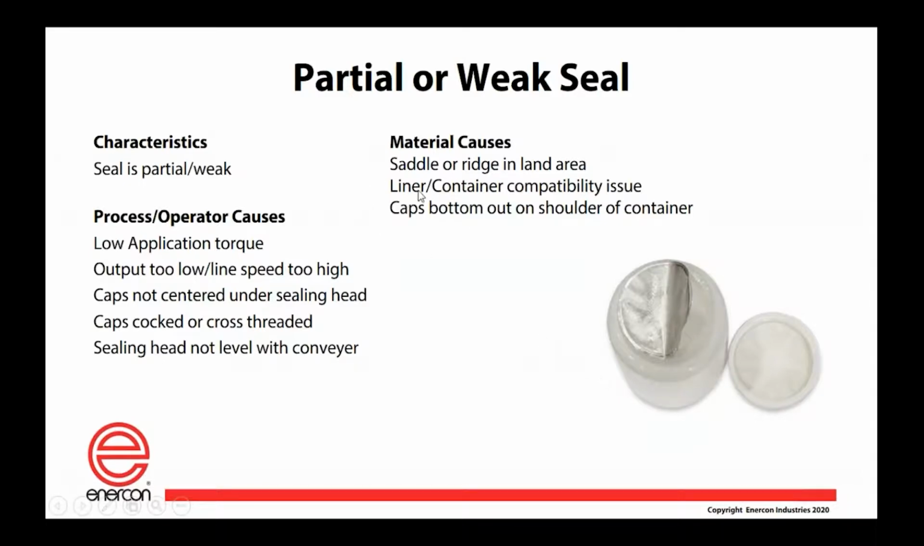There's also a possibility you've got some problems with your materials. If your bottle has a sag or a saddle in the land area, you can torque it down all you want. You're not going to get good contact, and therefore you won't get a good seal. We talked a little bit about the liner compatibility. Or what if the cap, as you screw it all the way down, bottoms out on the shoulder before it is bottoming out on the land area like it's supposed to. So you've got an interference problem there. You're going to get a weak seal or no seal in that situation.